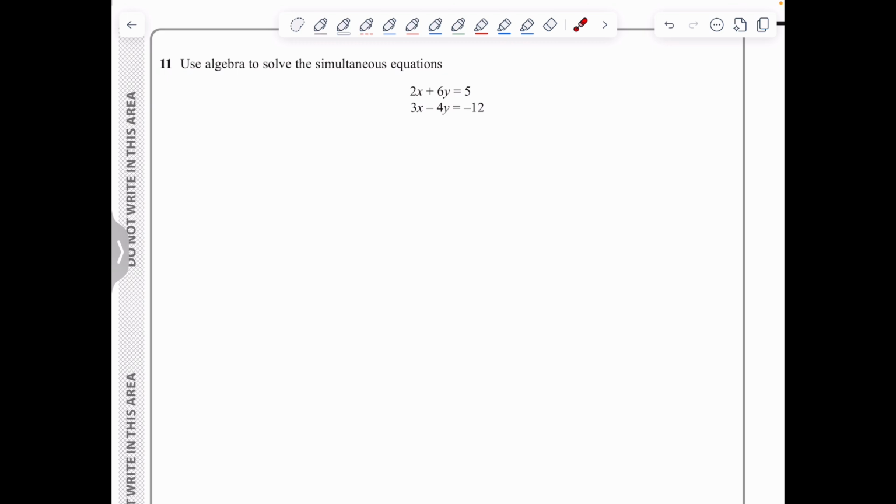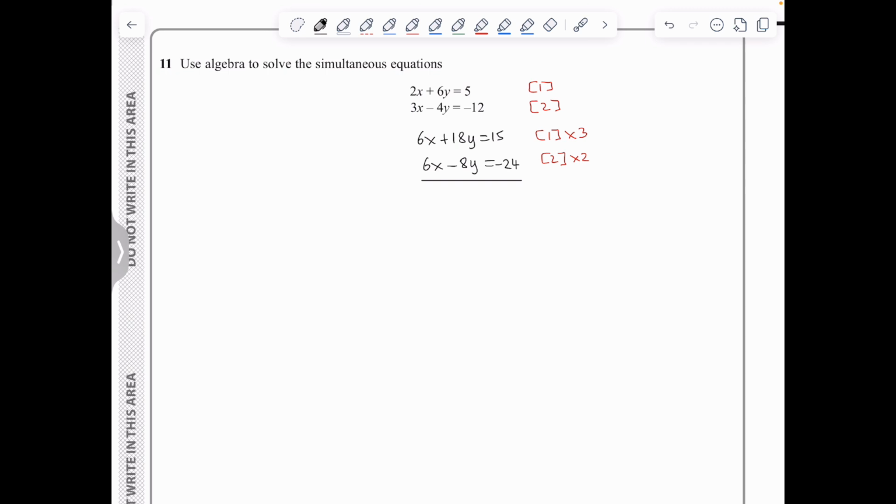In question 11, we are asked to use algebra to solve the simultaneous equations given here. Well, I will start by labeling the first one with 1 and the second one with a 2, and I will multiply the first one with 3, leading to 6x plus 18y is equal to 15, and the second one with 2. This leads to 6x minus 8y is negative 24.